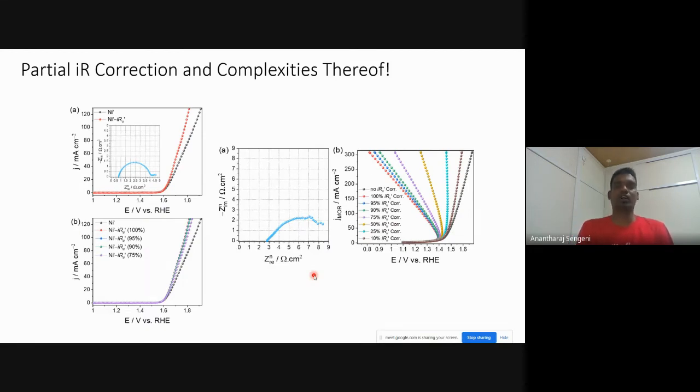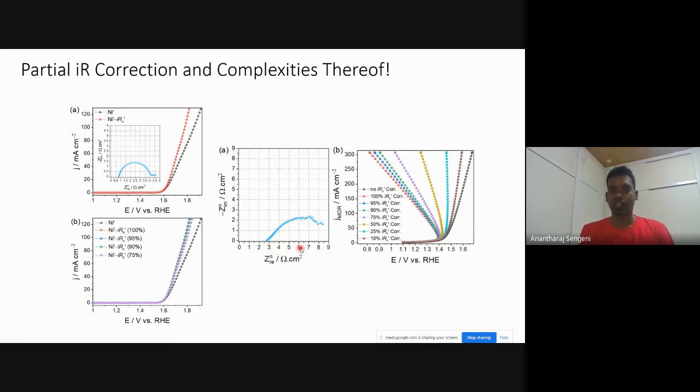And there are these 2 things, right? Partial IR correction and complexities thereof. It is not always possible to perform 100% IR drop compensation at all times, even though we are going to use both normalized or both as occurred data of activity and uncompensated resistance. So here is an example of such an instance. This is the normalized Nyquist plot.